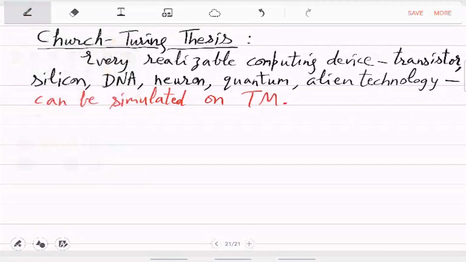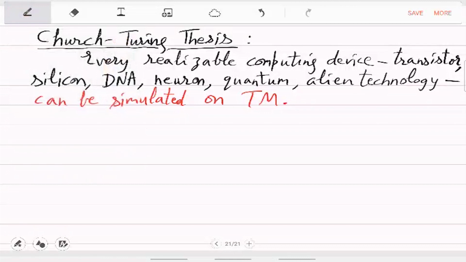Okay, this is the thesis. Obviously, you cannot prove it. You can only disprove it, and to date, in the last 1 century, it has never been disproved. Okay, so whatever computing device is invented or thought of, they are all simulable on a Turing machine. So in this sense, Turing machine is the universal machine, can simulate anything.